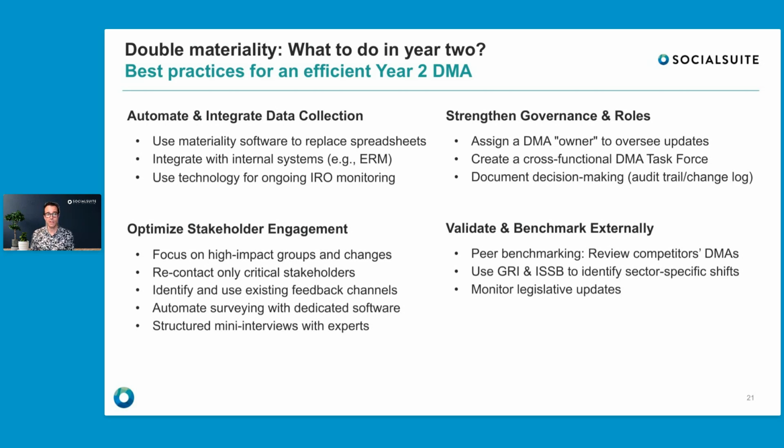In terms of stakeholder engagement, you want to look at how to optimize that. So focus on high impact groups and changes. So what we said is, look at where are potential hotspots, what are groups that are impacted, who can provide the best quality detail, and only contact your critical stakeholders, the ones that you can really learn something from. And make sure you talk to them in a tailored manner.